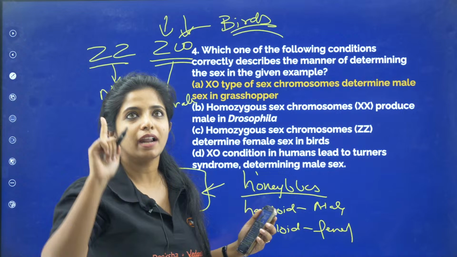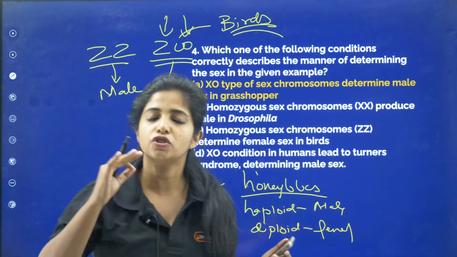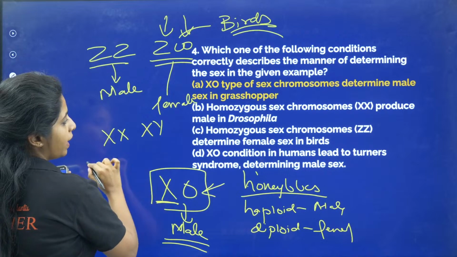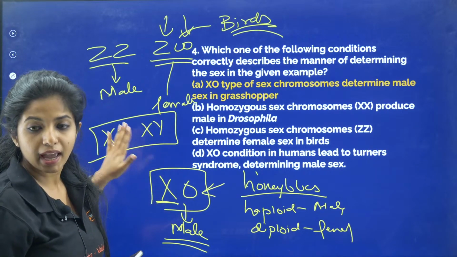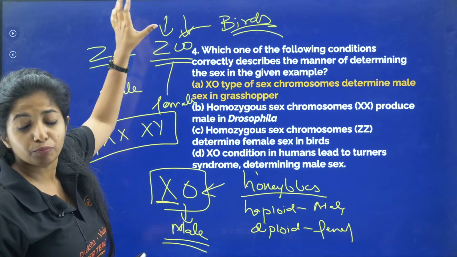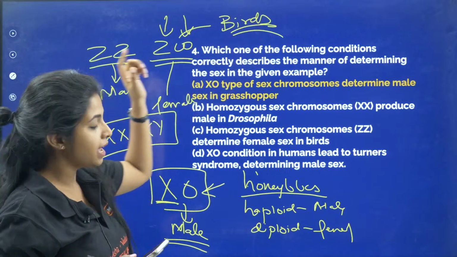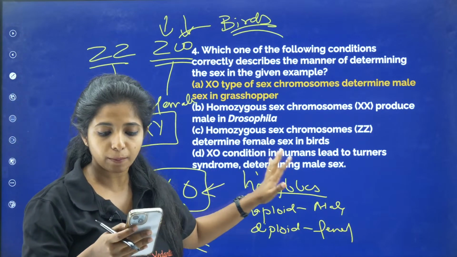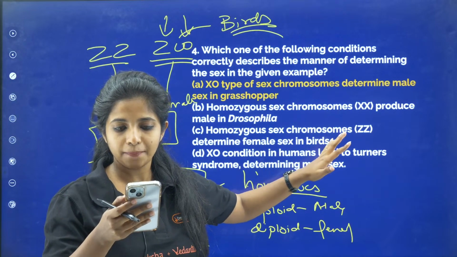Worse. And now, last but not the least, you have Drosophila. Drosophila is just like human beings only. So it will be again XX, XY type of sex determination. So Drosophila, human beings, and birds are the only examples of female heterogamety. And in the case of insects, you have XO type of determination. And in the case of honeybees, you have haplodiploid type of sex determination.